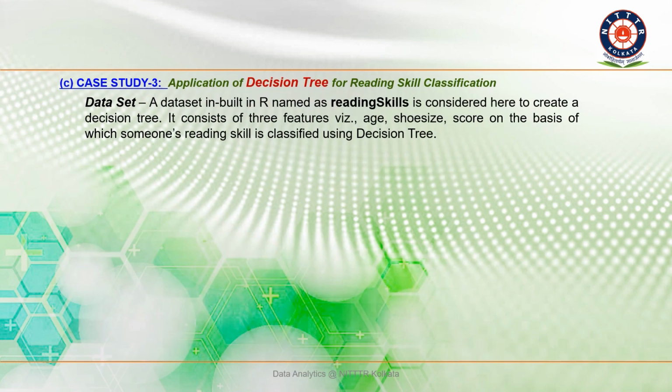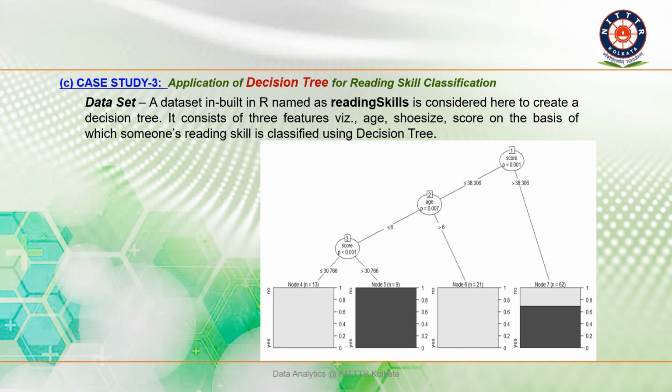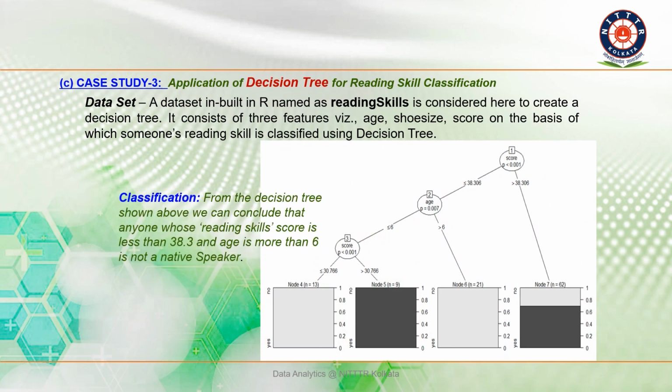The next case study is on the application of the decision tree for reading skill classification. The dataset is built into R already; reading skills is considered here to create a decision tree. It consists of 3 features: age, shoe size, score, on the basis of which someone's reading skill is classified using the decision tree. From this tree generated by our programming, we can conclude that anyone whose reading skill score is less than 38.3 and age is more than 6 is not a native speaker.